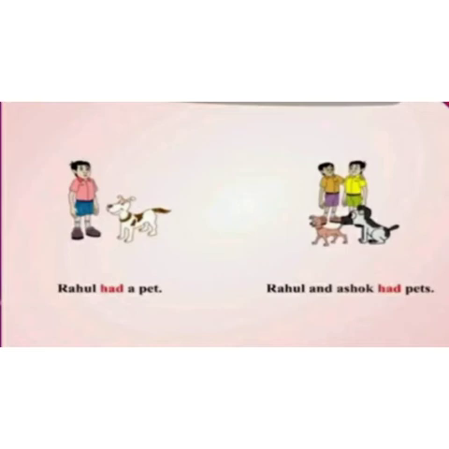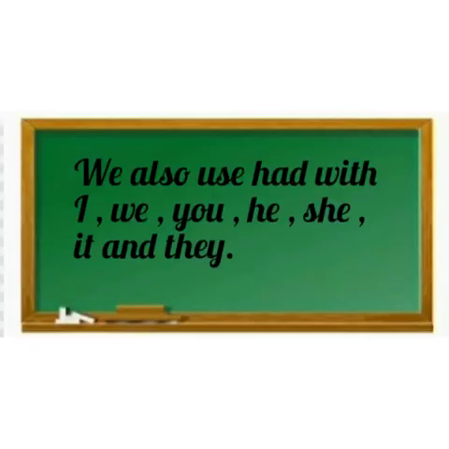Look at these two sentences. First sentence, Rahul had a pet. The noun is singular. In the second sentence, Rahul and Ashok had pets. Here, the noun is plural. So, we use had with both singular and plural nouns. We also use had with pronouns like I, we, you, he, she, it, and they.